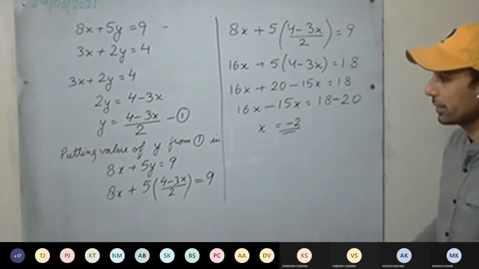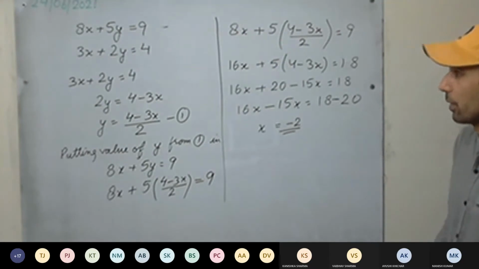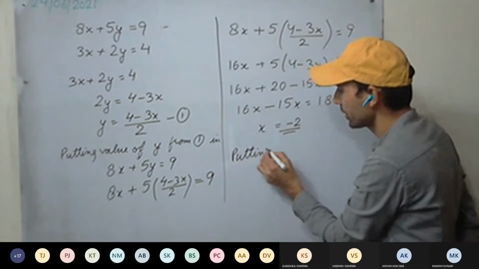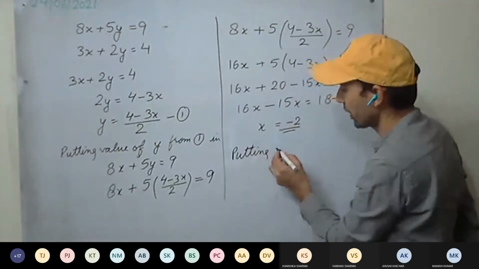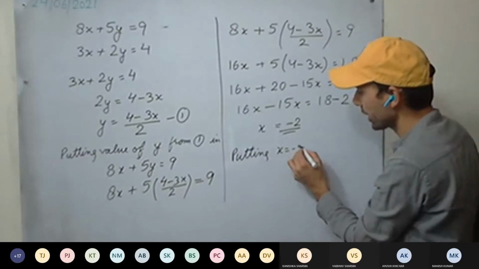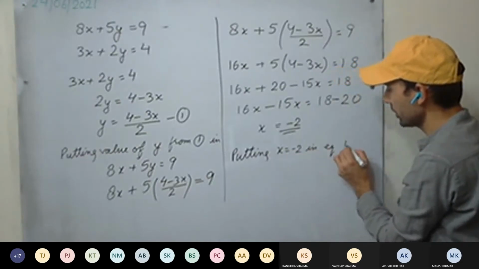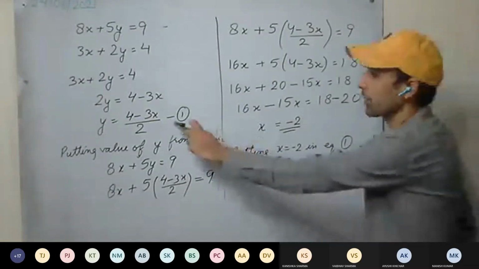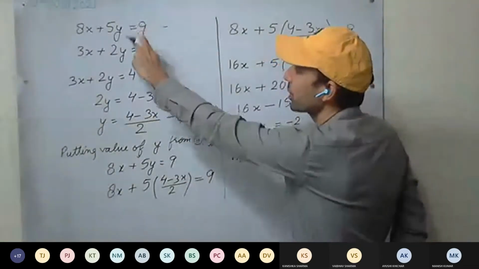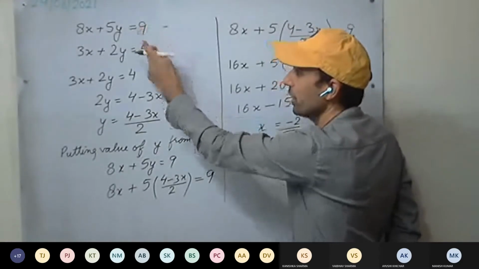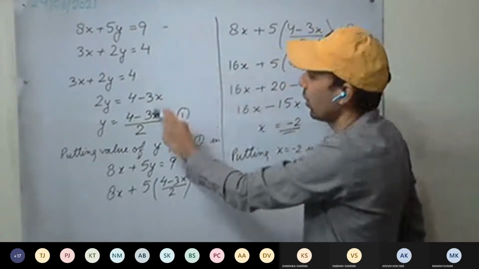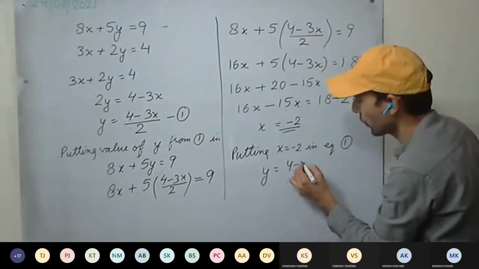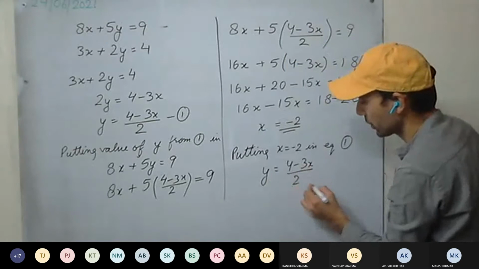Now how to get the value of y? By putting x equal to minus 2 in the first equation. We can put it here, or in any of these equations, you will get the value of y. Or we can put it here. So what is there? y equal to (4 minus 3x) divided by 2.